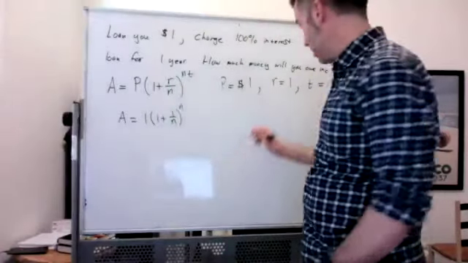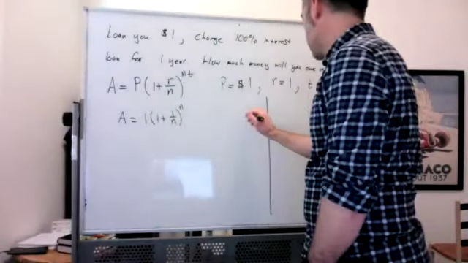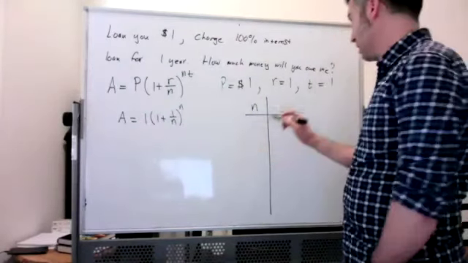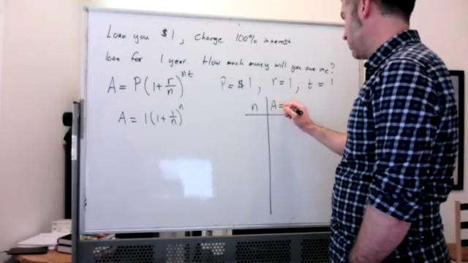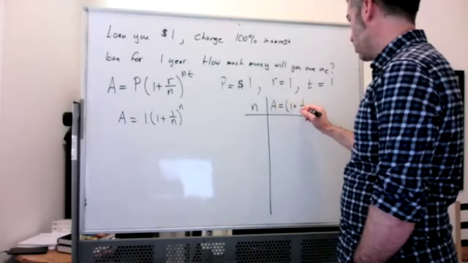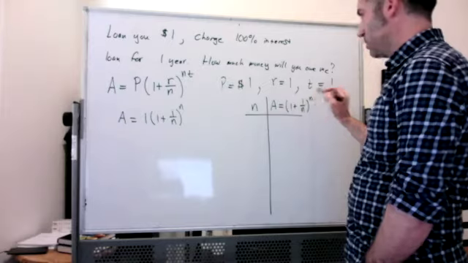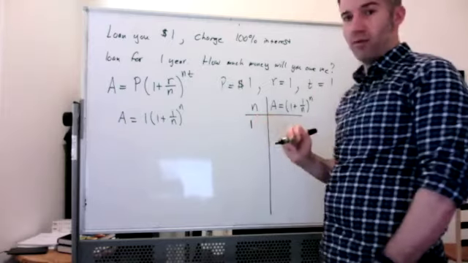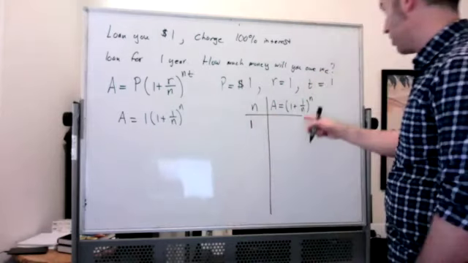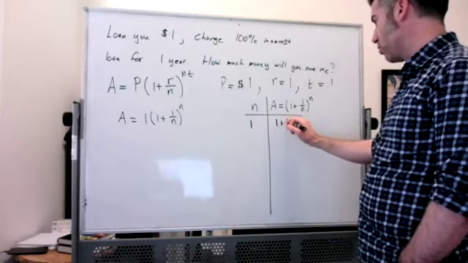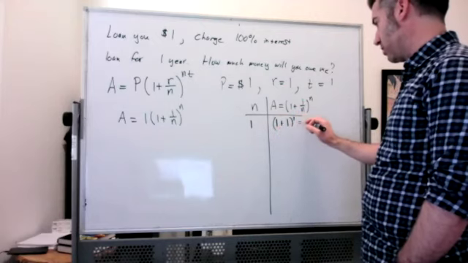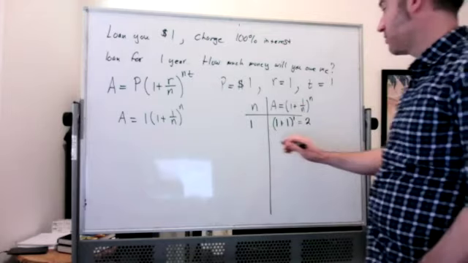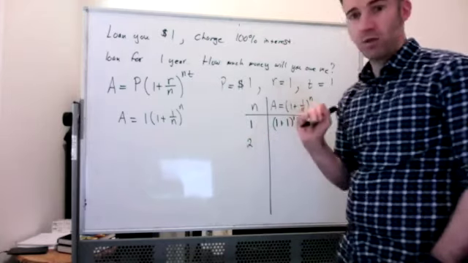I'm going to make a little table here. In the first column I'll put the number of times we're compounding, and in the second column, the amount of money you're going to owe me, which is 1 plus 1 over the number of times, to the number of times power. So let's take a look. If you compound it 1 time per year, or annually, you're going to owe me 1 plus 1 to the first power, which we already said is 2. Makes sense. $2.